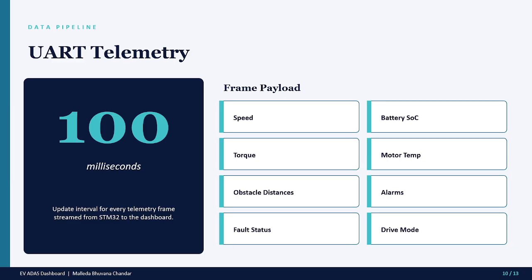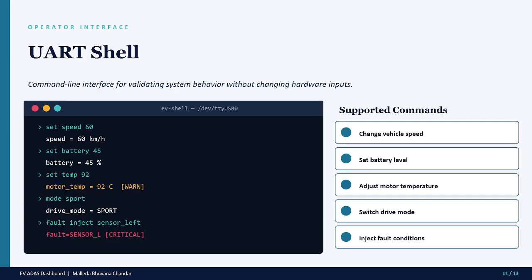Every 100 milliseconds, the STM32 sends two telemetry frames. The first frame contains EV information such as speed, battery, SOC, torque, motor temperature, range, accelerator, and brake values. The second frame contains ADAS information including front, left, right obstacle distance, time to collision, collision level, blind spot status, alarm level, and fault status. Python reads these UART frames and updates the dashboard instantly.